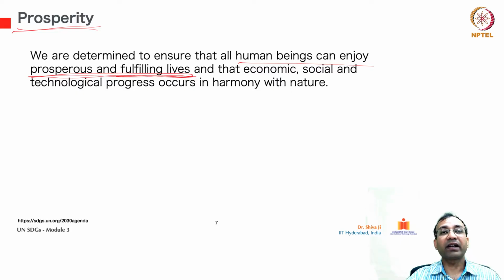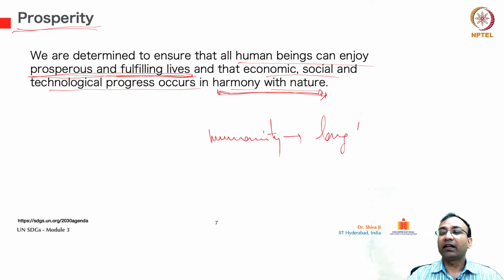Of course, one can improve, one can rectify, one can correct their luxuries, because this is where things go out of hand and consumerism starts taking a negative role. That economic, social and technological progress occurs in harmony with nature is another important point. How do we establish this harmony with nature? We know humanity has been on this planet for a long time, and all this while it has been able to live in sync with nature.